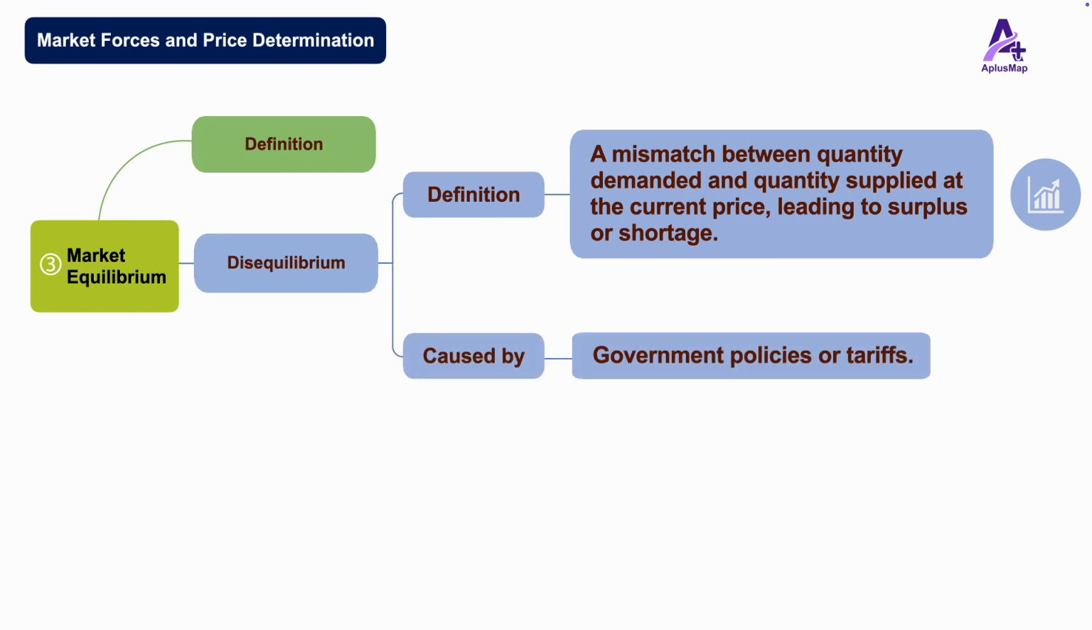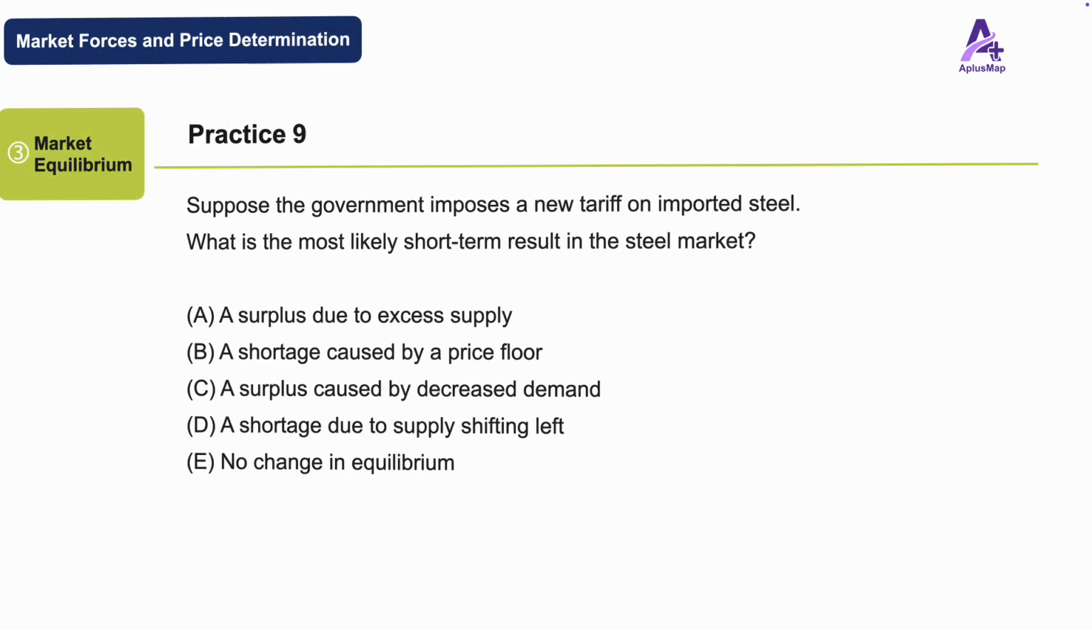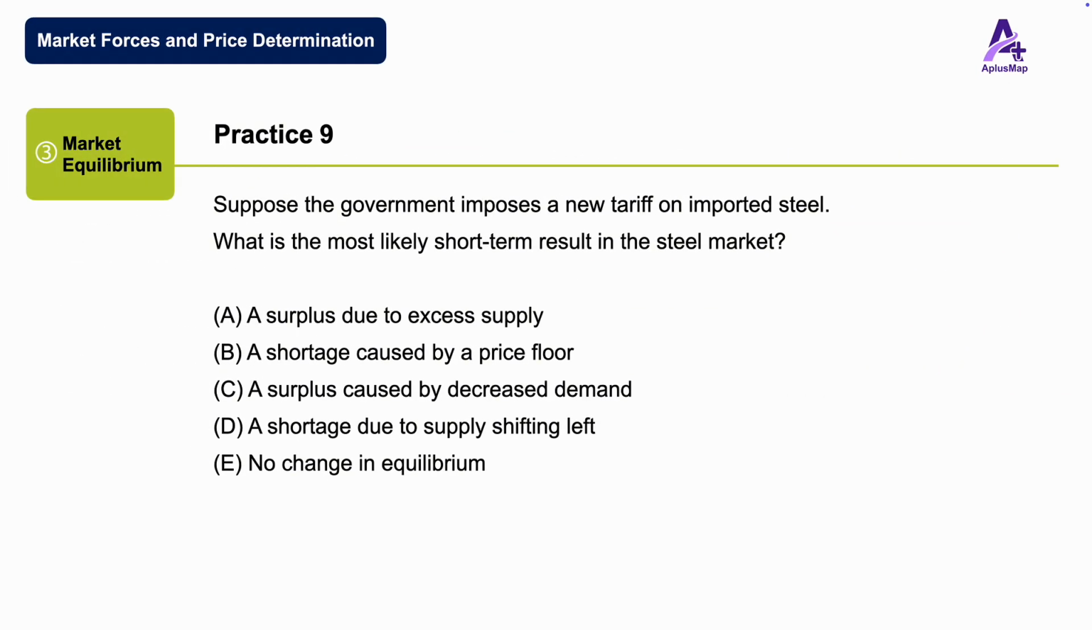Market disequilibrium often occurs when governments intervene in a specific market through policies such as subsidies, regulations, or the imposition of tariffs. Pause the screen for a moment and try the practice problems. The answers are at the end of the video.